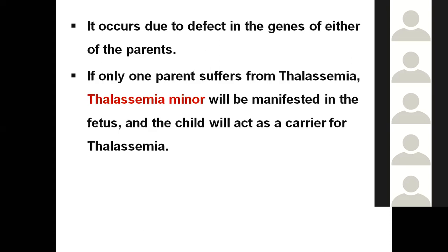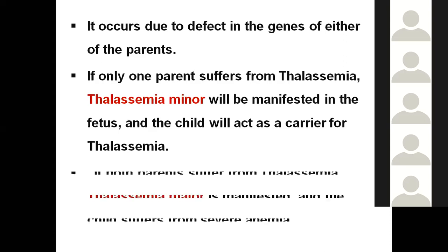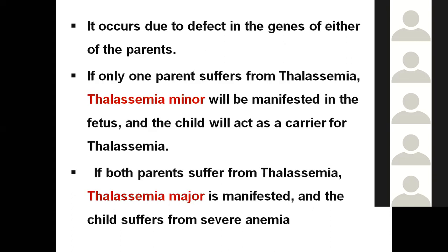And I think this thalassemia minor is very common in our country, in Pakistan. Because in my family, my own auntie is suffering from minor, and all her siblings, 3 siblings, are suffering from thalassemia minor. That is my own family history, so I'm telling you about it. Now, if both the parents suffer from thalassemia, thalassemia major is manifested and the child suffers from severe anemia.